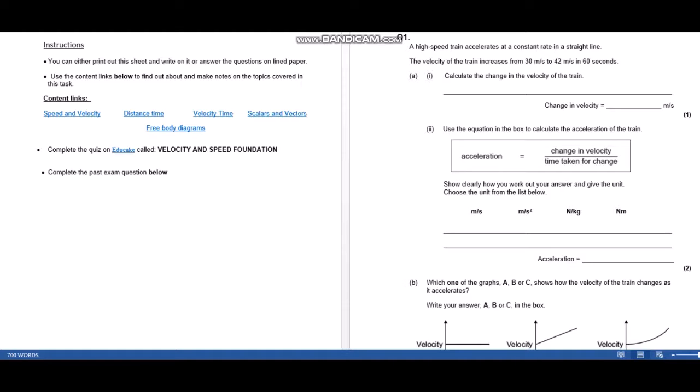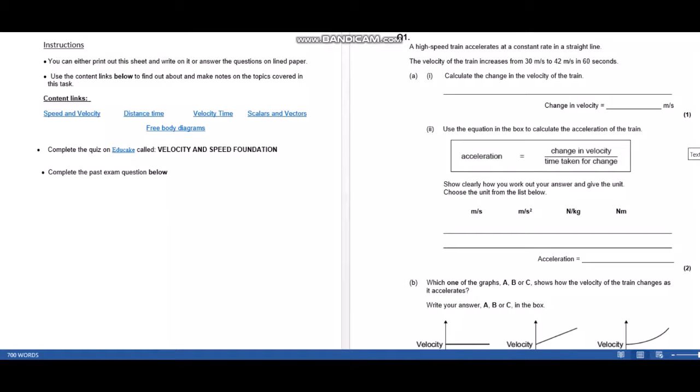Question 1. A high-speed train accelerates at a constant rate in a straight line. The velocity of the train increases from 30 meters per second to 42 meters per second in 60 seconds. Calculate the change in velocity of the train.